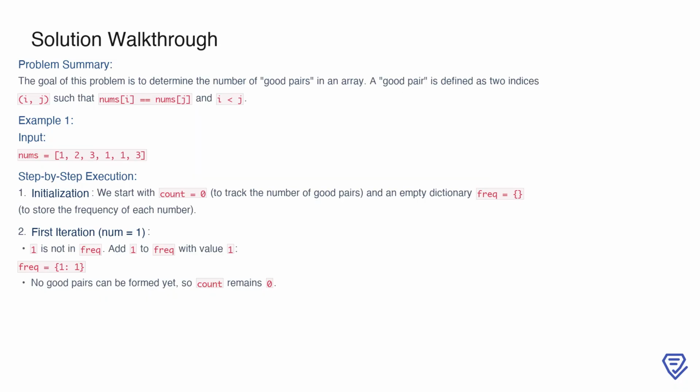To solve this problem, we need to count the number of good pairs in the given array, where a good pair is defined as two indices, i, j, such that the elements at those indices are equal, and i is less than j. For example, given the input nums equals 1, 2, 3, 1, 1, 3, we aim to compute how many such pairs exist.